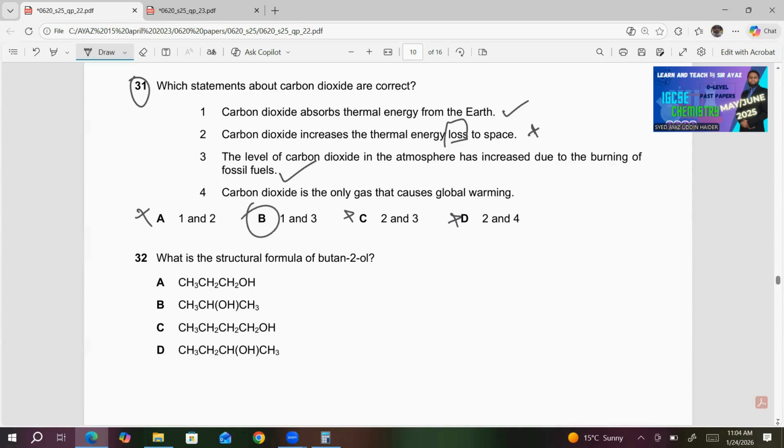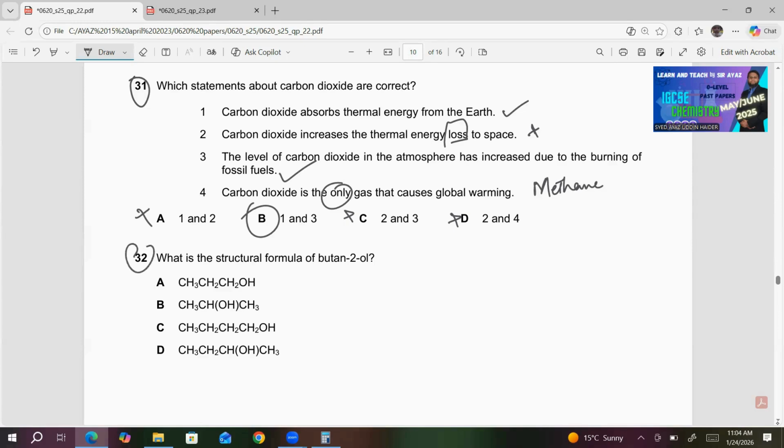For your convenience, I'm reading the last statement also. Carbon dioxide is the only gas that causes global warming. It's not the only gas. Methane is also another gas responsible for global warming. So B must be the right response here.